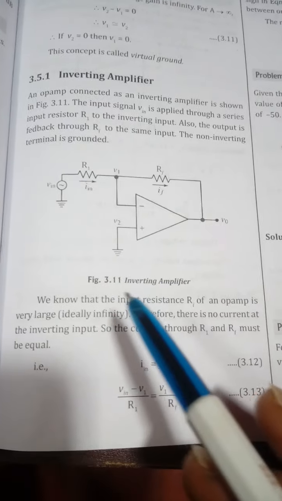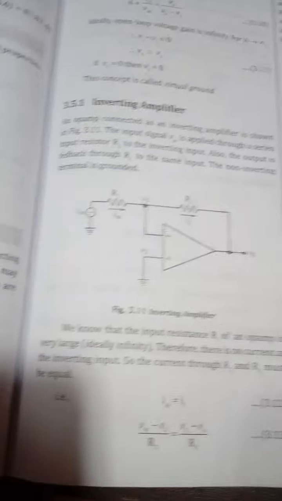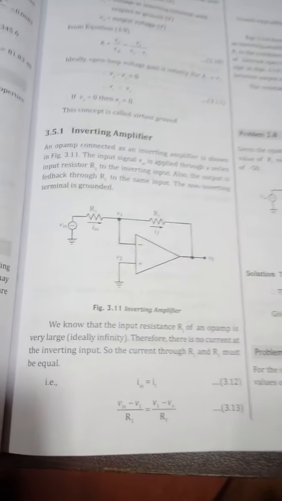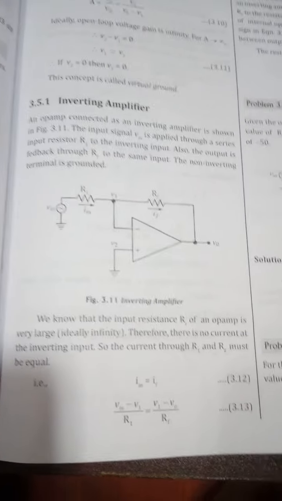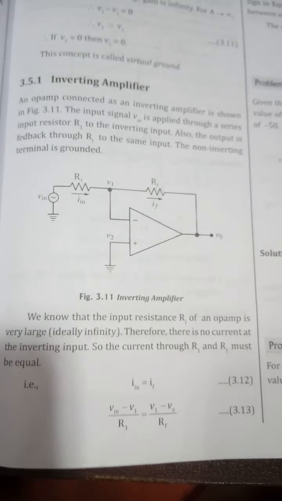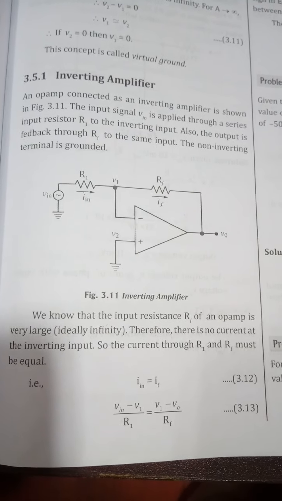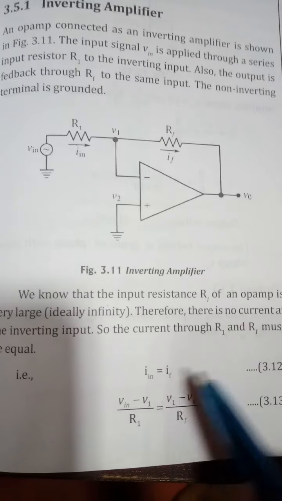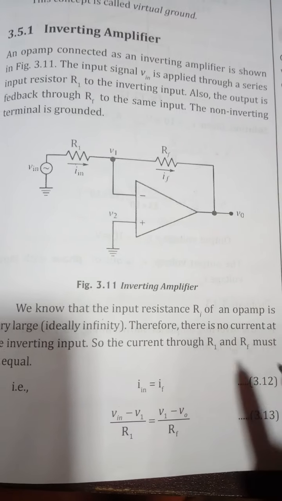Here it is given that the input resistance Ri of an op amp is very large. Usually it will be very large, and therefore there is no current in the inverting input. So the current through R1 and Rf must be equal. If it is equal, In will be equal to If. Let us call this equation 1.